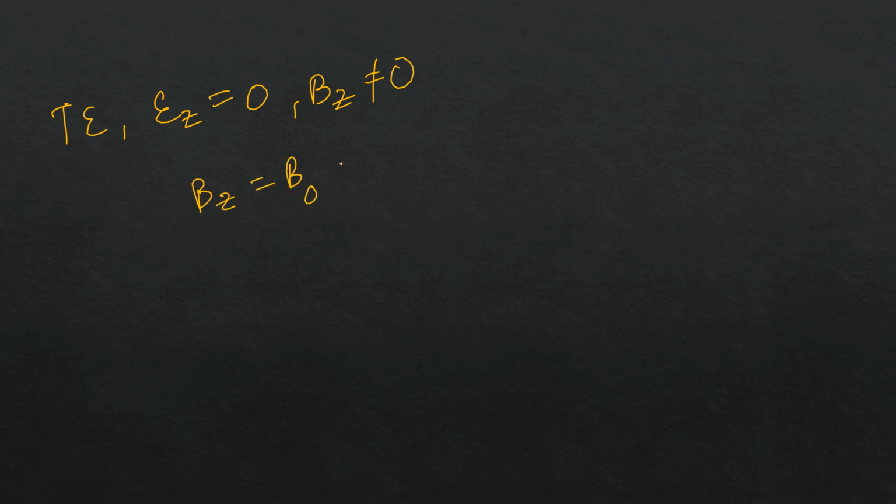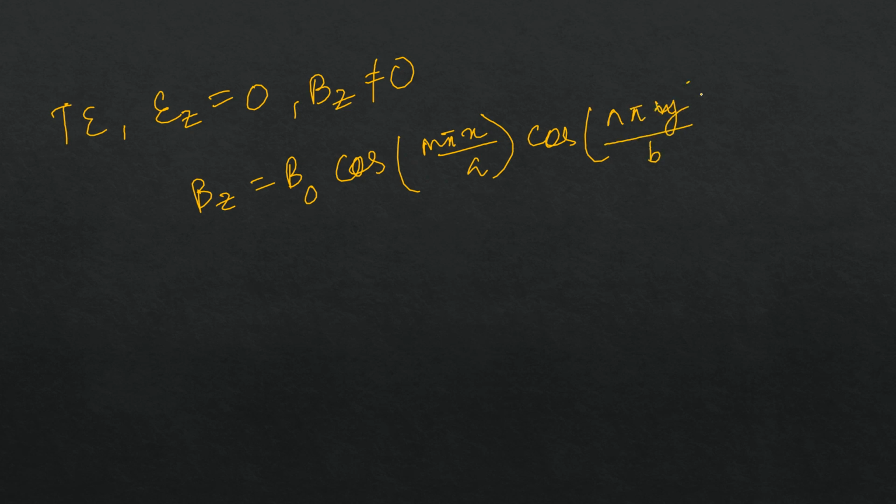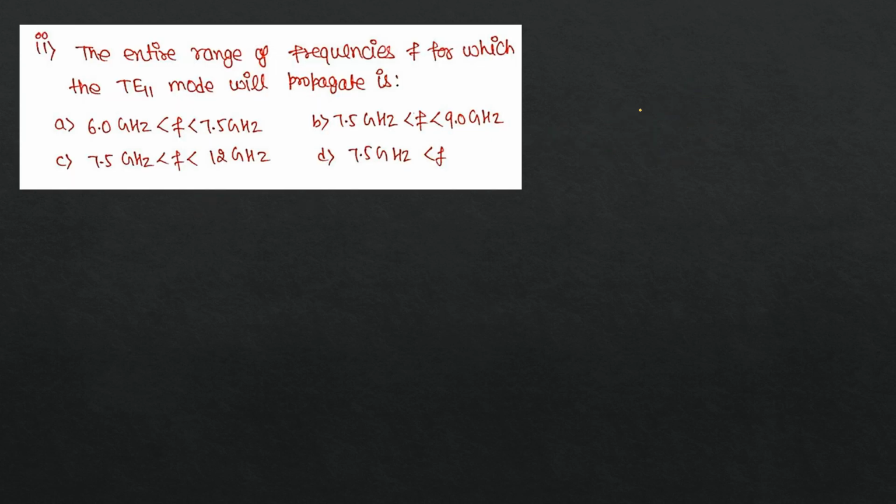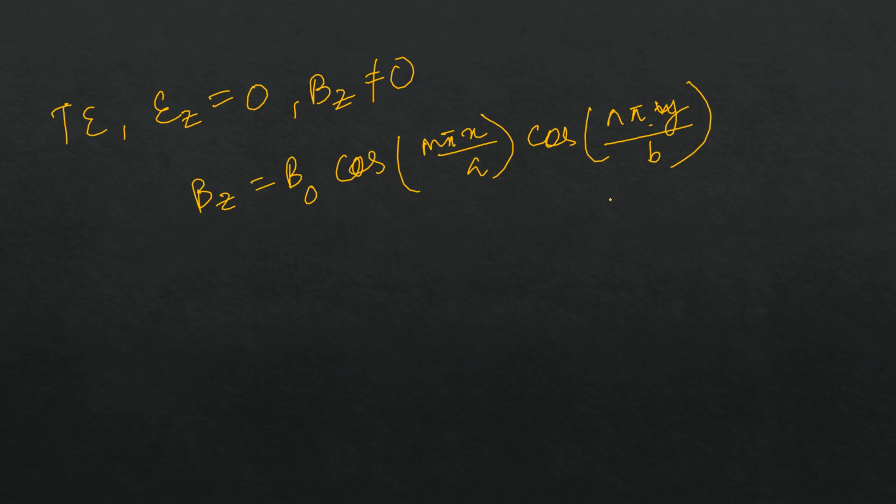In TE mode, EZ is 0, but BZ is not 0. So BZ is how much? BZ is B naught cos(m pi x by A) into cos(n pi y by B). I'm making the mistake again and again. This is y actually. I have written it x everywhere. Okay, my bad. So this is one question.